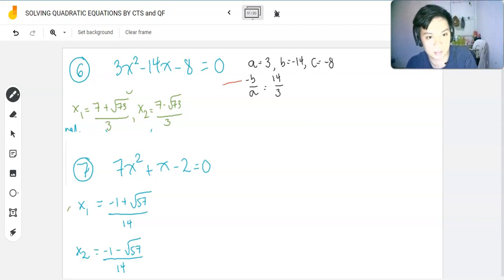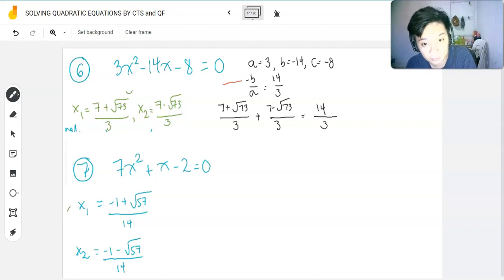So, pakita natin. So, 7 plus square root of 73 all over 3 plus 7 minus square root of 73 all over 3. So, again, parehas lang denominator. So, we copied common denominator na 3. And then, 7 plus 7, 14. And then, square root of 73 plus negative square root of 73 is 0. Meaning, the result in the sum of the numerators is just 14. So, 14 over 3 nga ang sum.